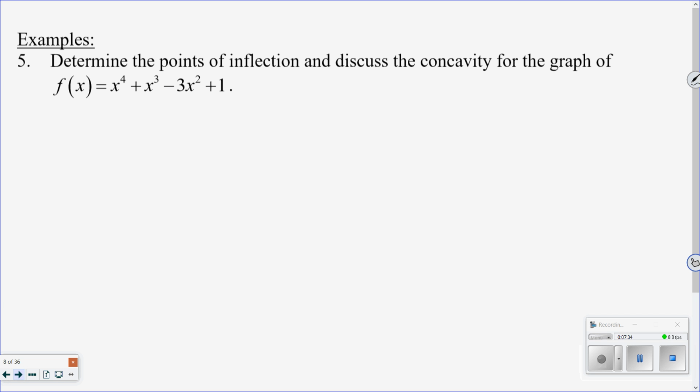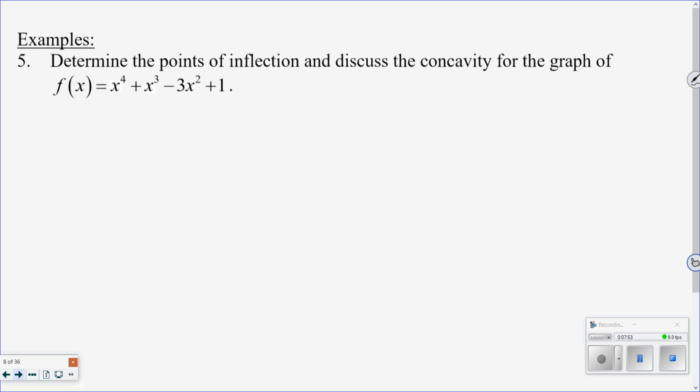Okay, let's go through an actual example. This is: determine the points of inflection and discuss the concavity of the graph. So this is what you have to know, right? Relative max, relative min, that's your first derivative number line test. Concavity, points of inflection, that's always your second derivative number line test.